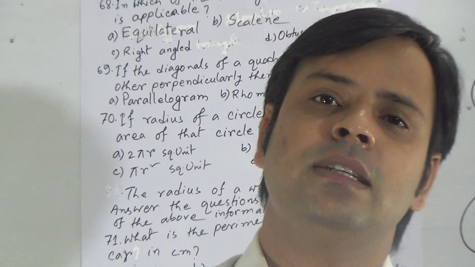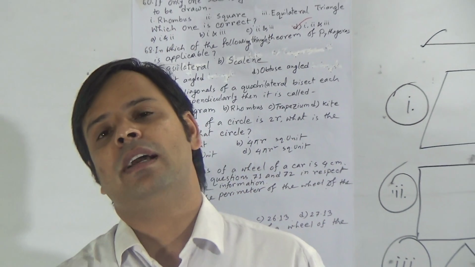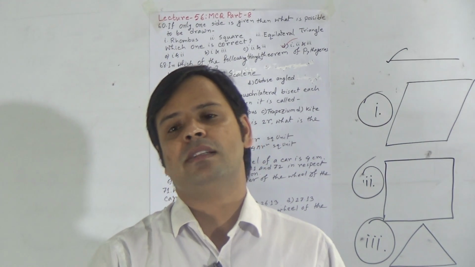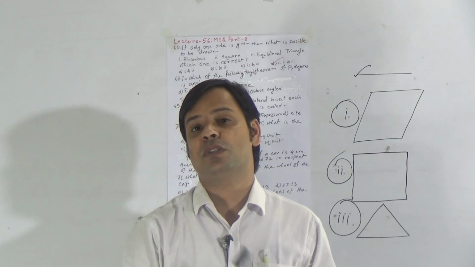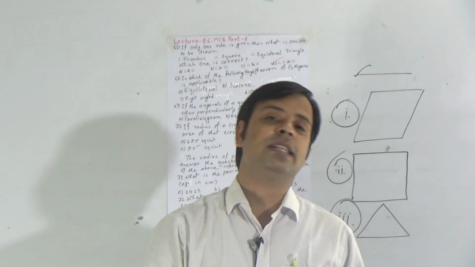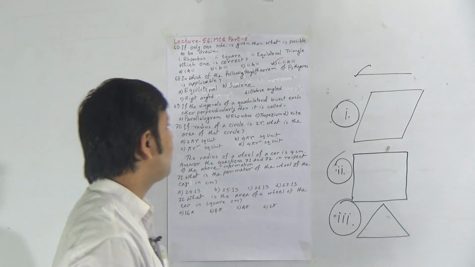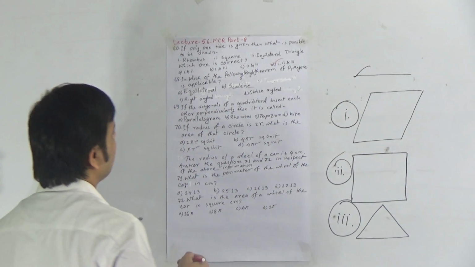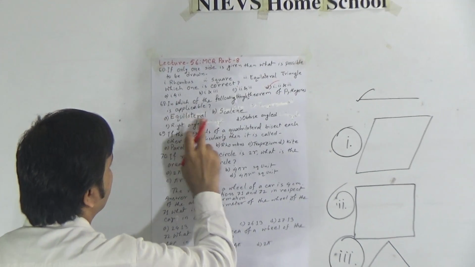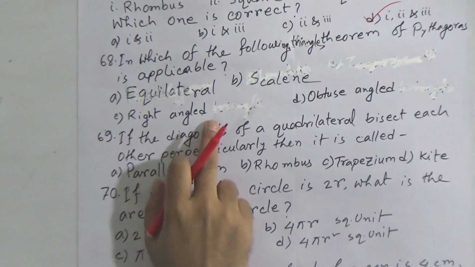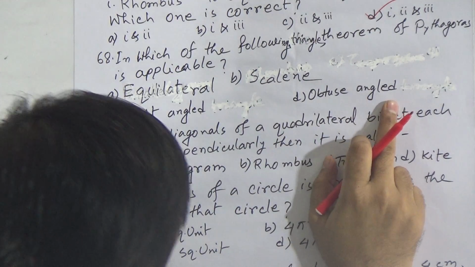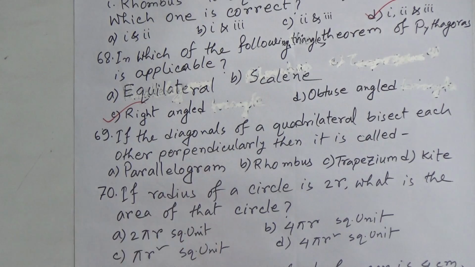It means that here in the statement, if you notice, you will see the right angle triangle. So the theorem of Pythagoras is applicable only for right angle triangle. So option A equilateral, no. Option B scalene, no. Option C right angle triangle. Option D obtuse angle triangle. Option C is correct according to the statement of the theorem of Pythagoras.